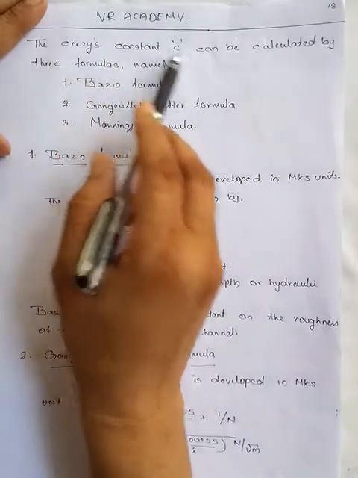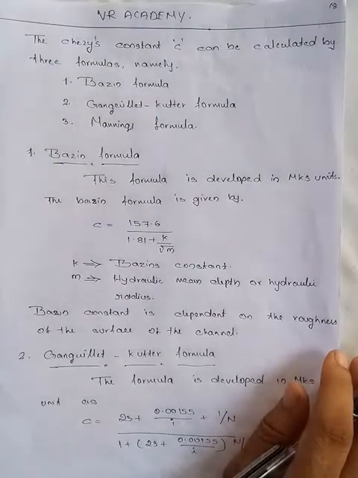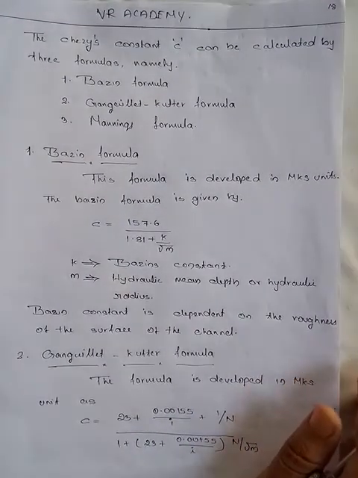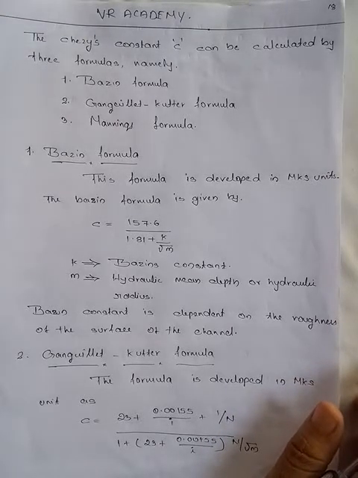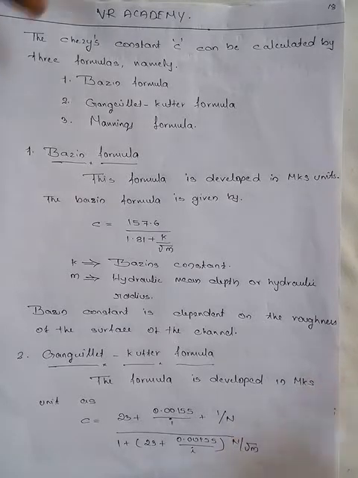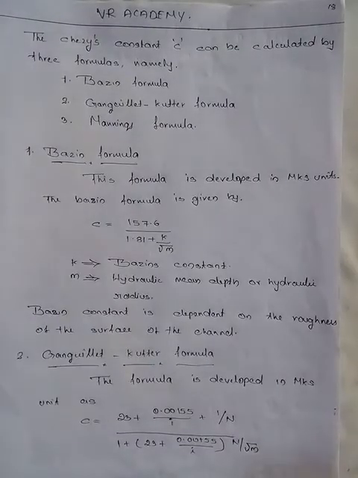The Chezy's constant C can be calculated by these three formulas, namely the Bazin formula, the Ganguillet-Kutter formula, and the third one is Manning's formula. The first one is the Bazin formula, the second one is the Ganguillet-Kutter formula, and the third one is Manning's formula. These are the three empirical formulas we are going to use to find the Chezy's constant.